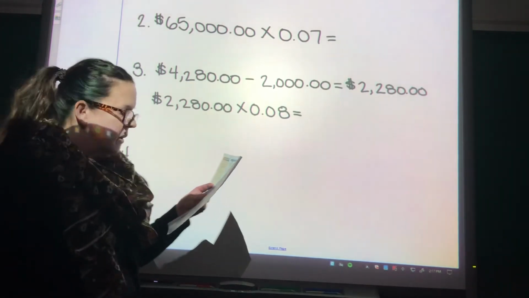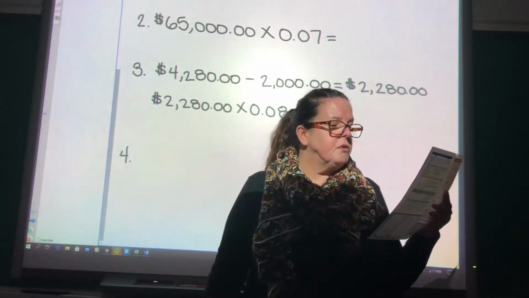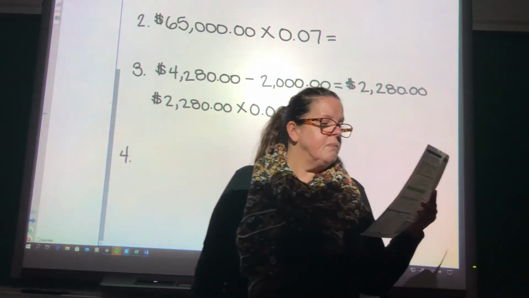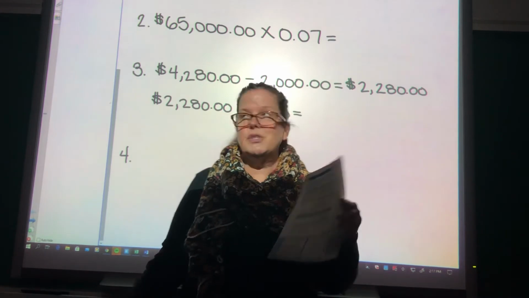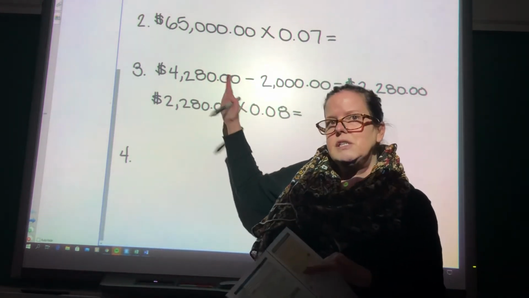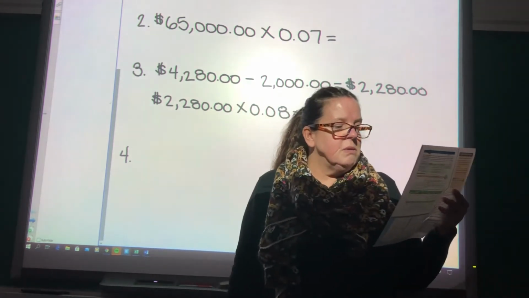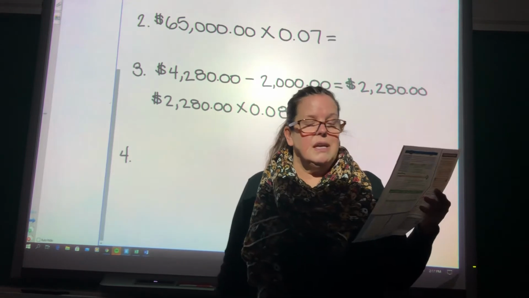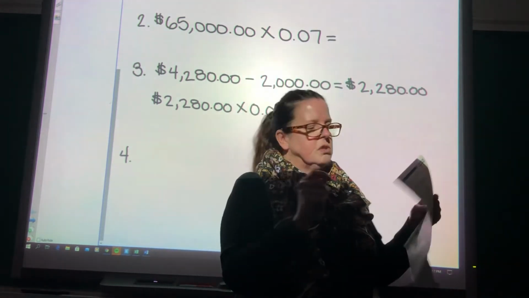Okay? So number 4, Pedro gets a 2% rate of commission on the first $2,000 worth of sales and a 5% rate on all sales over $2,000. So it's a little similar to this with just a little bit of a twist. How much is his commission for the sales totaling $13,283?